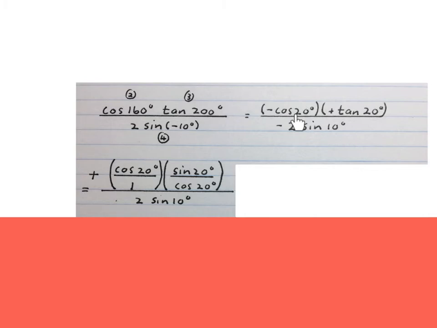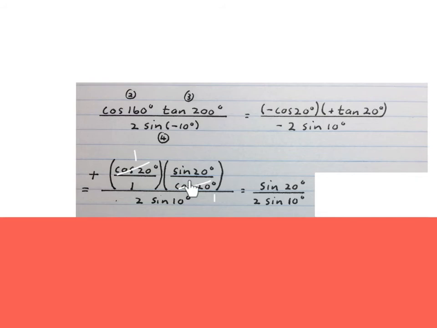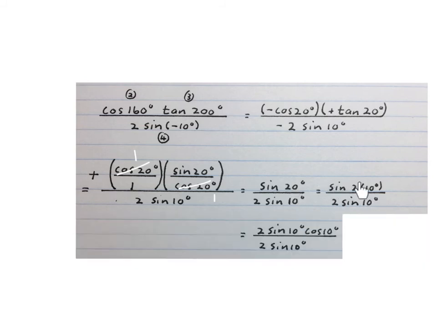Keep the cos 20. I'll just put it over 1. Then the tan 20 becomes sine 20 over cos 20. At the bottom we have 2 sine 10. If you cancel that cos 20 with that cos 20, you end up with sine 20 degrees over 2 sine 10 degrees. Then we change the sine 20 degrees to sine 2 times 10 degrees. Using my double angle formula, I write this as 2 sine 10 cos 10 degrees over 2 sine 10. Then you cancel the 2 and the 2, the sine 10 degrees and the sine 10 degrees. Your final answer, cos 10 degrees.